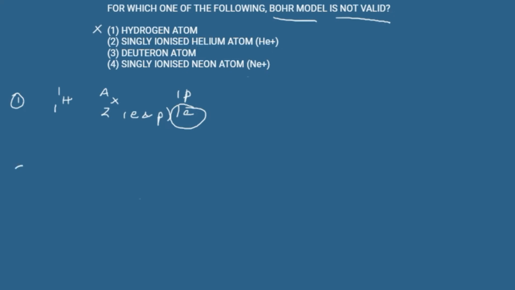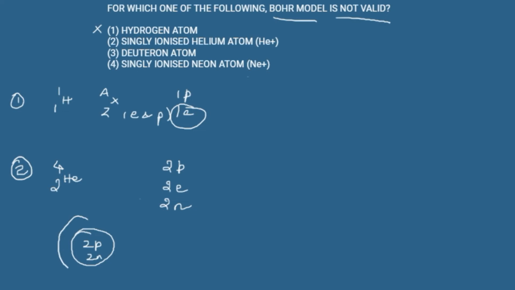If we go to the second one, singly ionized helium atom. First I'll write the formula. It is given by 2He4. 2He4 means it contains 2 protons, 2 electrons and 2 neutrons. In terms of a diagram, if I take this as the nucleus, two protons and 2 neutrons are inside, surrounded by the 2 electrons.